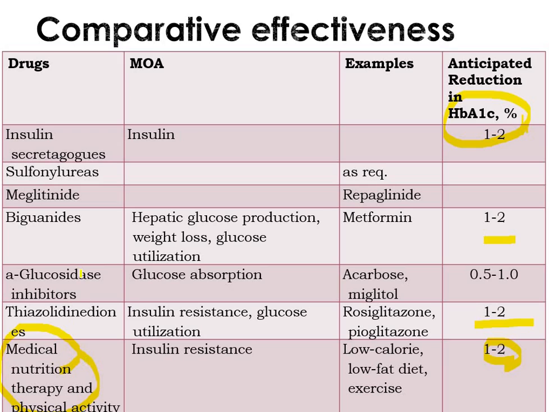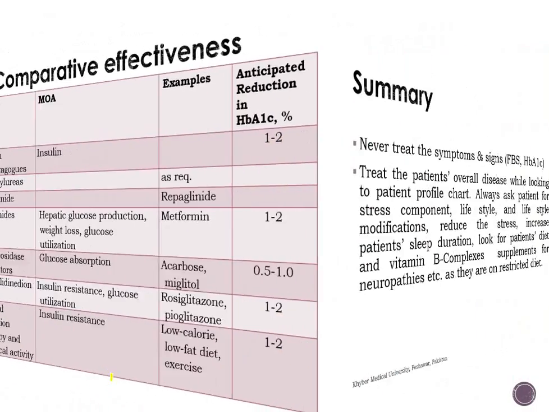Now, having said that, look at the alpha glucosidase inhibitors, which are not as effective as physical activity, biguanides or sulfonylureas. So if medical nutrition and physical activity are as effective as the other classes, I will prefer these modalities first, followed by the oral therapy.